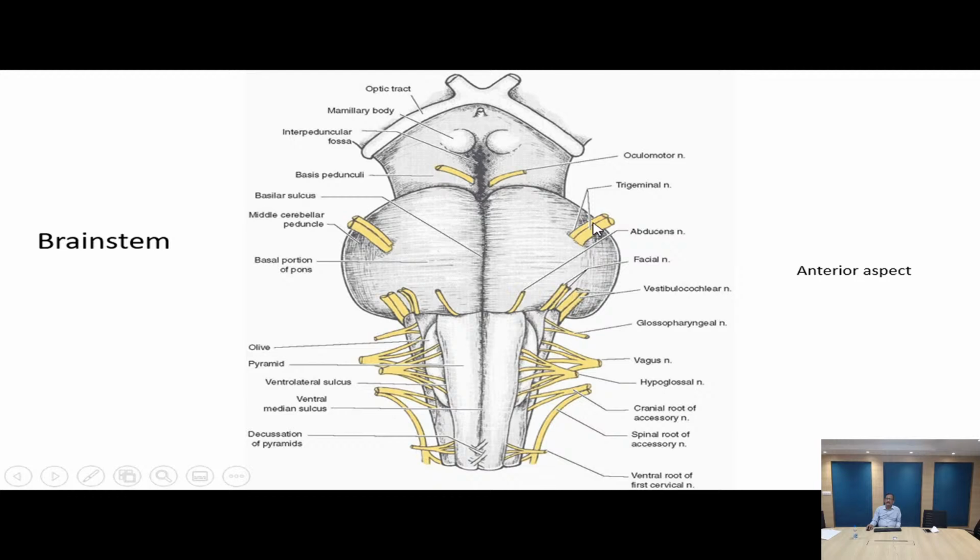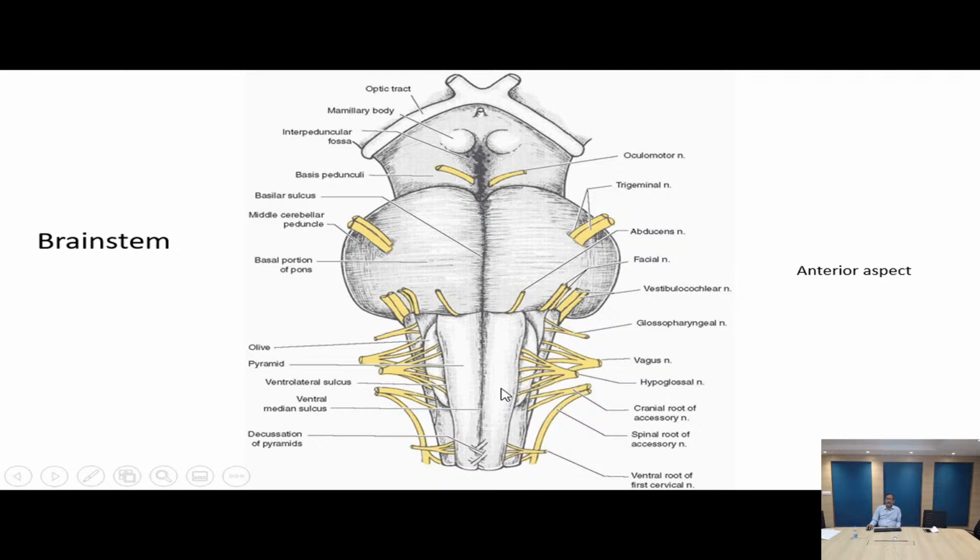So the motor part of the trigeminal controls the muscles of mastication. Whenever we are eating food, we are using the trigeminal nerve to control the muscles of mastication. Or when we are speaking, the jaw is moving, and that is also controlled by the trigeminal nerve. Please read about the different cranial nerves and their attachment to the brain stem, and their names only tell you the major function.